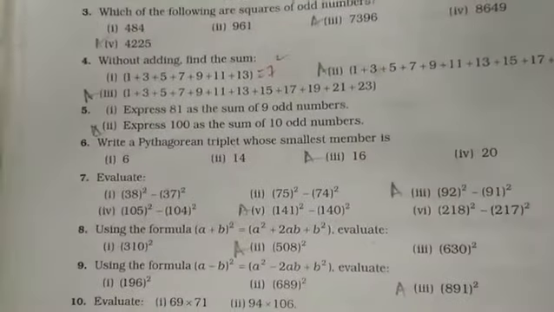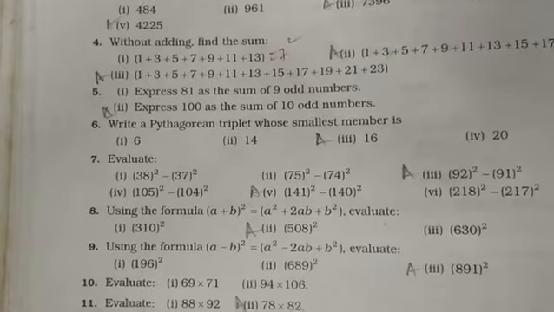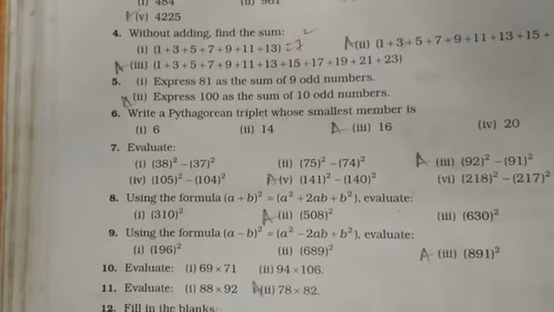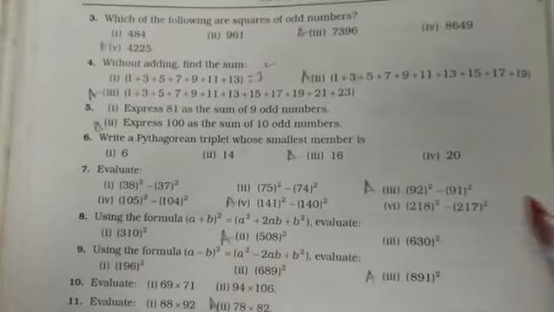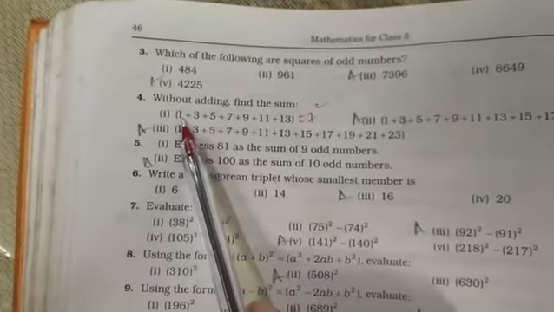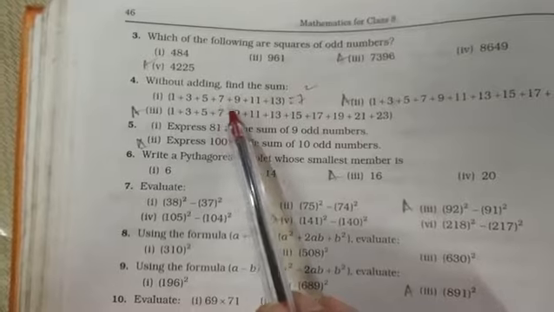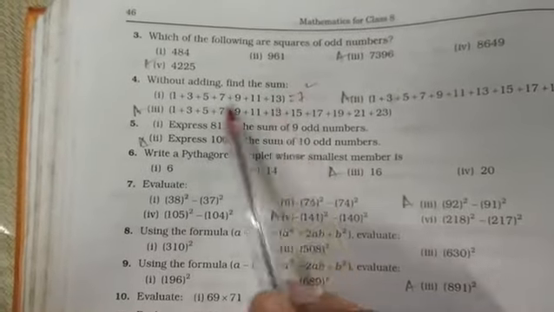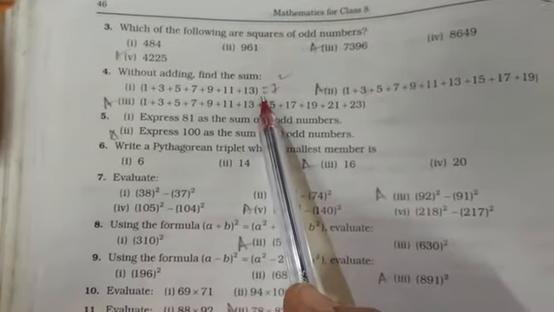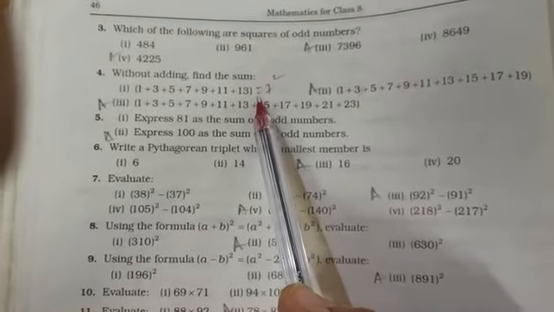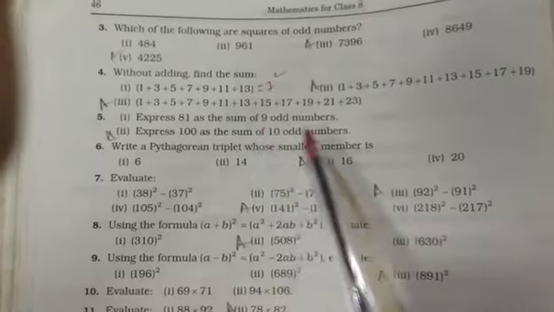Question number 5 is: express 81 as the sum of 9 odd numbers. So starting from 1, the same way: 1 plus 3 plus 5, 7, 9, 11, 13. So here 7 are there. You have to write 2 more odd numbers. So 13 plus 15. After 15, which odd number will come? Plus 17. So we can write it this way.